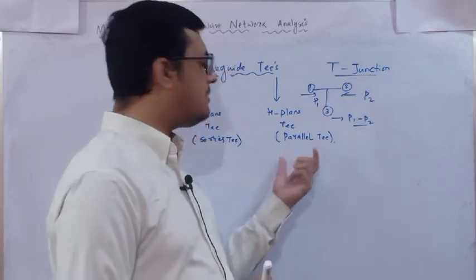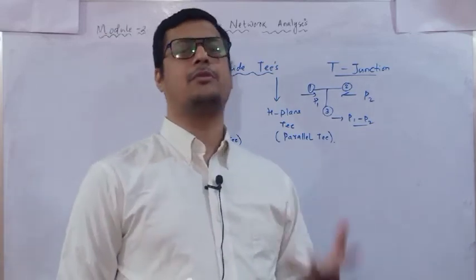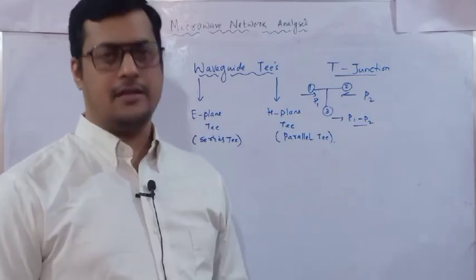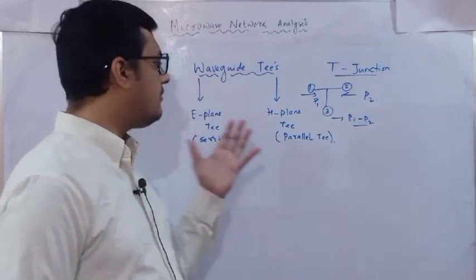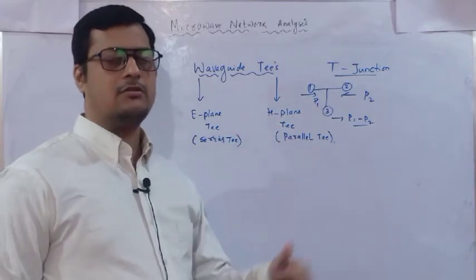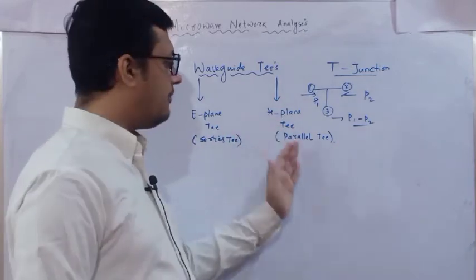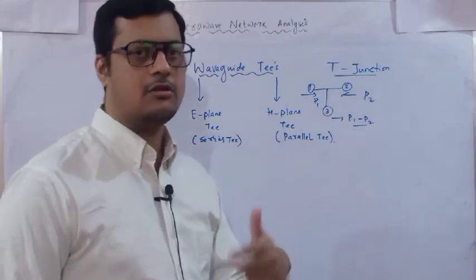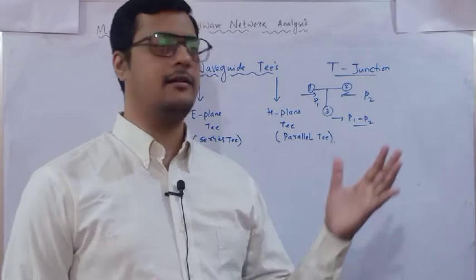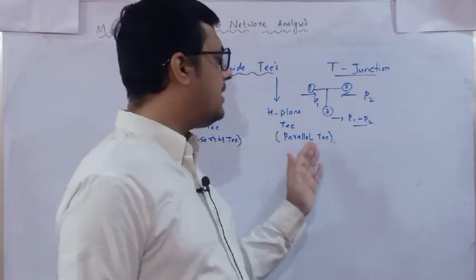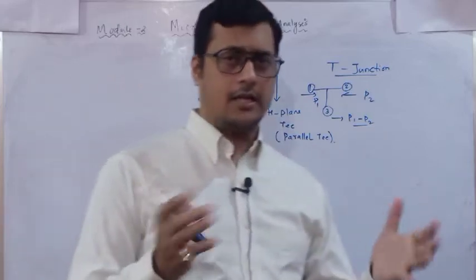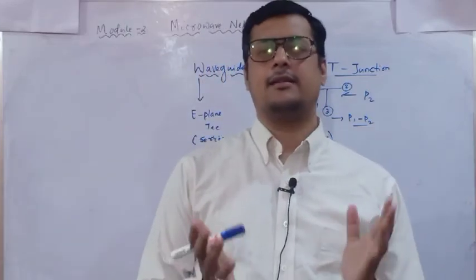Similarly, in the H plane T, the potential can be added. We will see how this principle works. For the time being, the E plane T is used to subtract the power, and the H plane T is used to combine the power. That means one is used as a divider, where power division takes place, and the other is a power combiner, because whenever we are dealing with a microwave network, we require this sort of device.